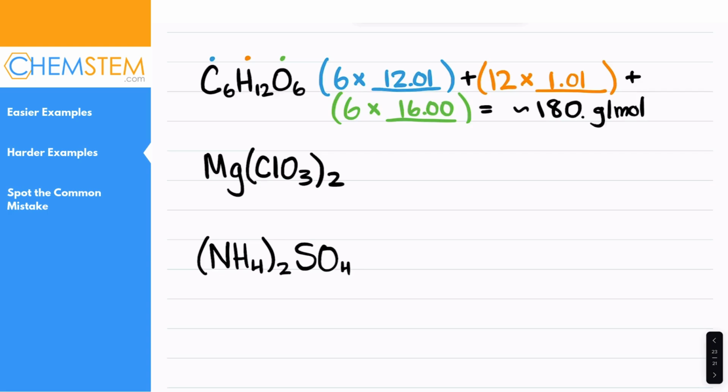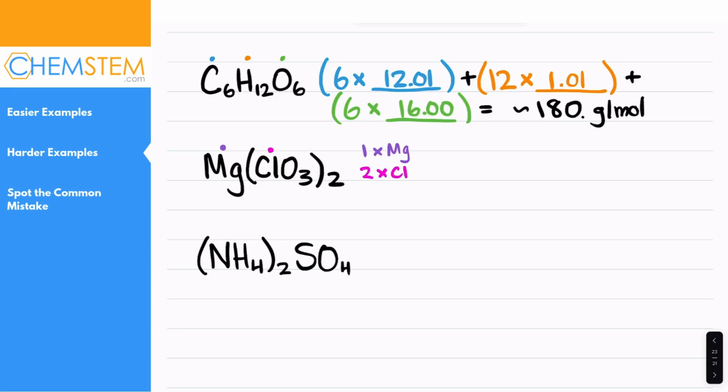Now we have Mg(ClO3)2. When you have parentheses and there's a number outside those parentheses, you do need to distribute. So first thing we're going to do for this one is we need to actually figure out what are those different elements. So we've got magnesium. There's just one magnesium, so 1 Mg. Then we've got chlorine, but notice how there's a 2 outside this package, so we actually need to distribute that. So it's not just one chlorine, it's actually 2 chlorines, so 2 Cl atoms.